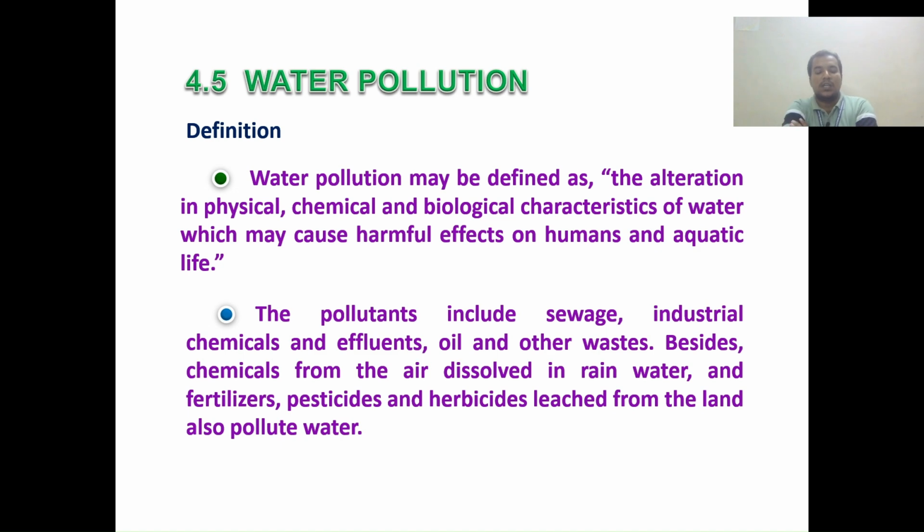Water pollution may be defined as the alteration in the physical, chemical, and biological characteristics of the water. It may cause harmful effects on humans and aquatic life. The pollutants include sewage, industrial chemicals and effluents, oil, and other wastes. Besides, chemicals from the air dissolved in rainwater, and fertilizers, pesticides, and herbicides leached from the land also pollute water.